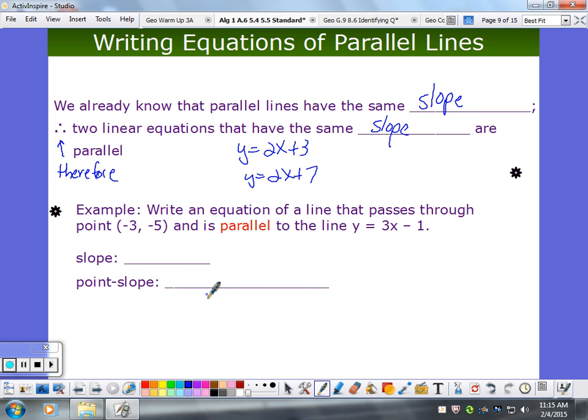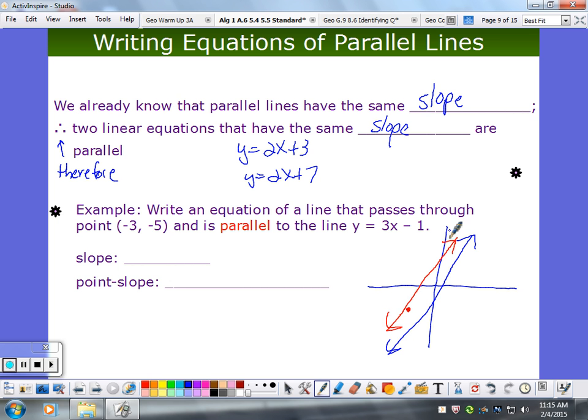Write an equation of a line that passes through this point and is parallel to this other line. Let's just think about what they're asking. I've got this line, y equals 3x minus 1. Write an equation of another line, and I'm going to use a different color. It's going to go through (-3, -5), wherever that is. Let's say that's over here. And I want parallel. I want the equation of the red line. That's what it's asking me to do, okay?